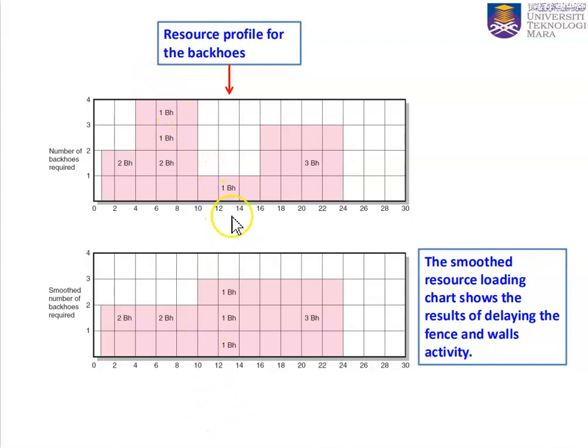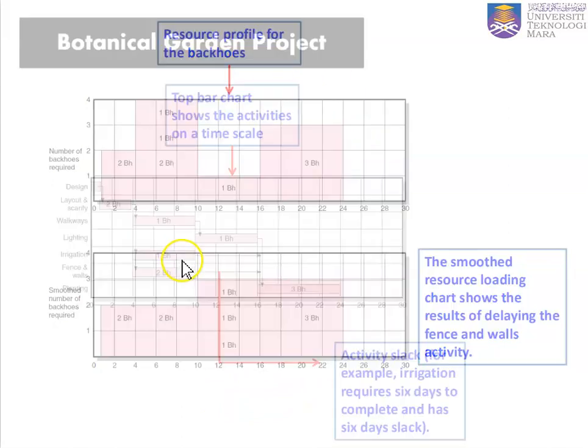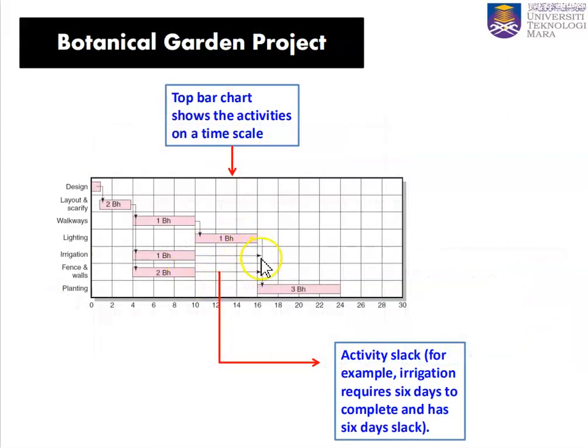Let's say at one time we can use only 3 backhoes and we have to finish within 24 days. We can see that we have activity slack here for irrigation and fence and walls, so we can delay them. The critical path is from the design to layout, scarify, walkways, lighting, and planting, because they don't have any slack. The ones that have slack are irrigation and fence and walls.